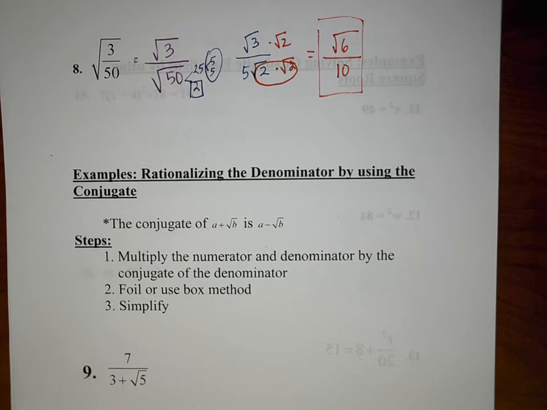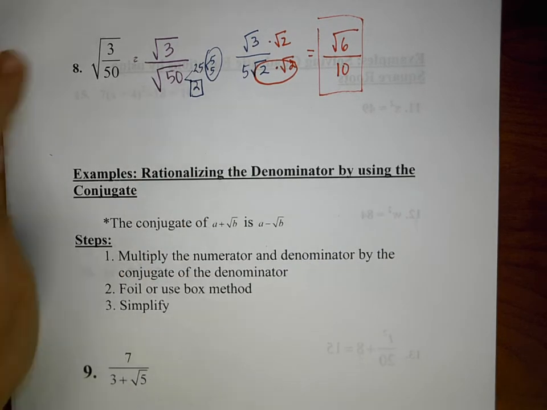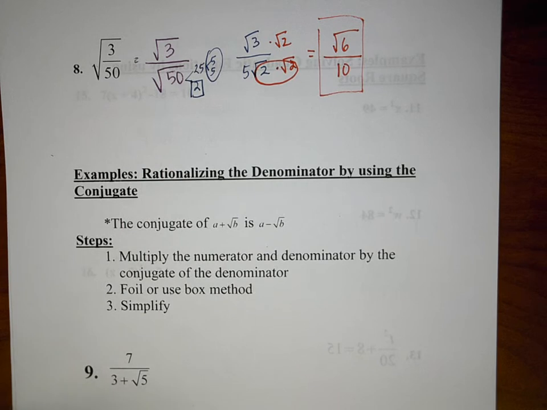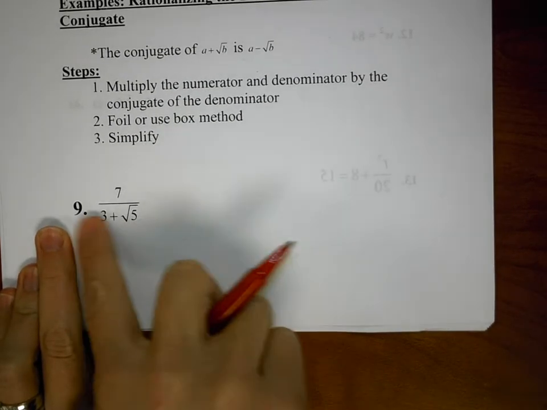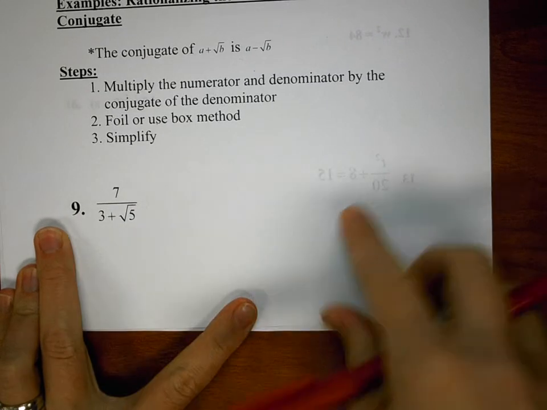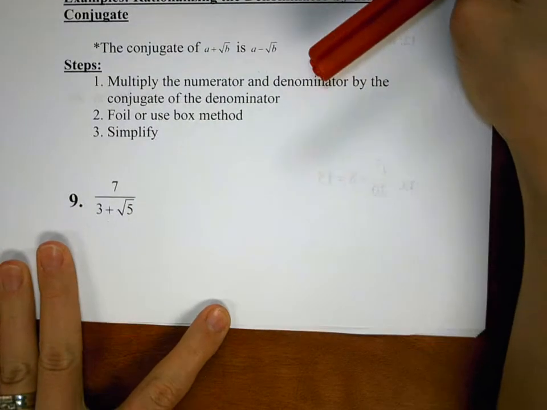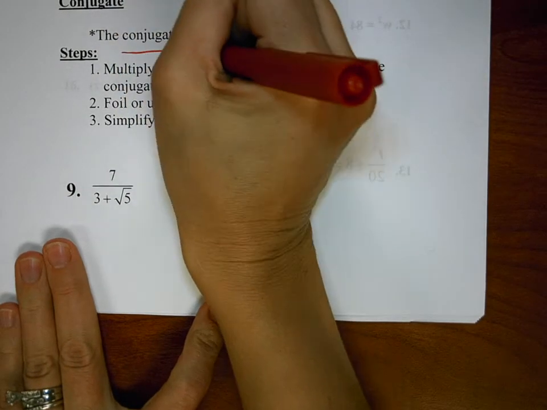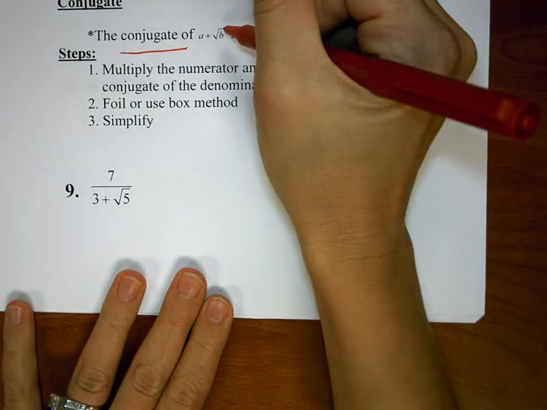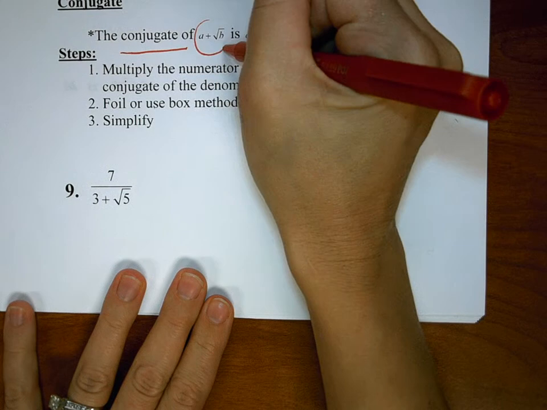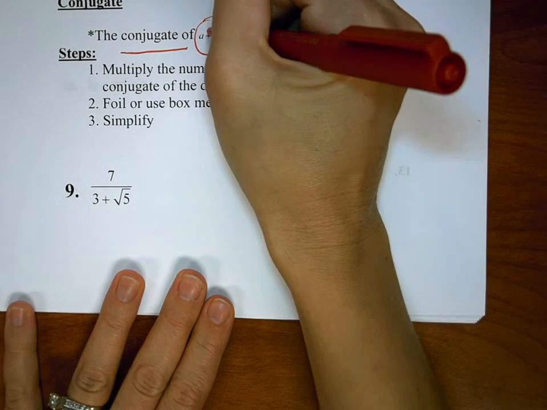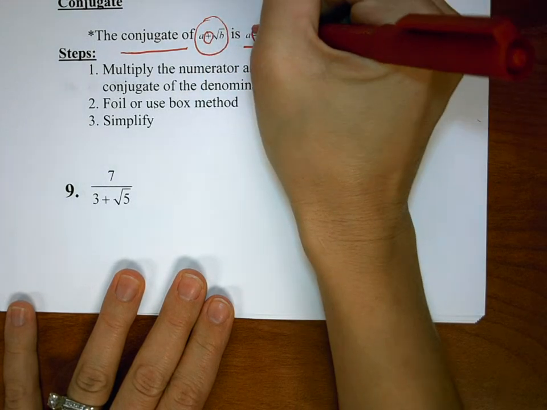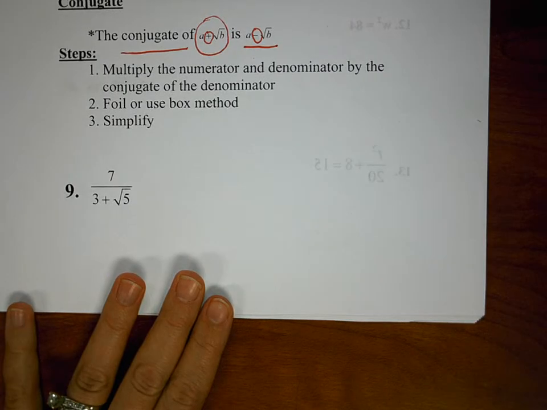Now, when we are rationalizing the denominator on here, you just had a root. If you look here down in example 9, you'll notice that there is a regular number being added. Do you see that with the root? So that works a little different. You have to use something called the conjugate. Okay? So the conjugate basically is if you have a plus root b, the conjugate is a minus root b. So all you're doing is changing that sign. Everything else stays the same. Are you with me so far?